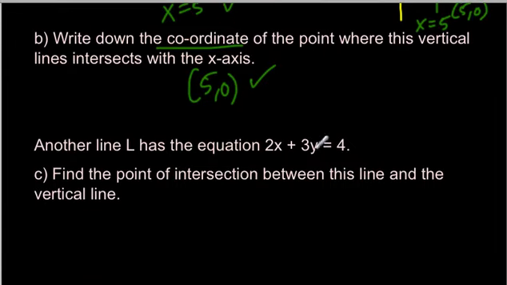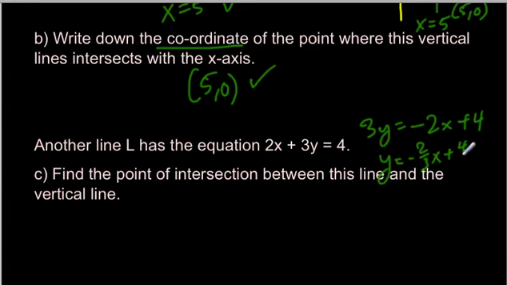Another line has the equation 2x plus 3y equals 4. Find the point of intersection between this line and the vertical line. One thing you can do if you want is change it into y equals mx plus b form. The first thing you can do is 3y is equal to negative 2x plus 4. And then we can see that y is equal to negative 2/3 x plus 4/3.